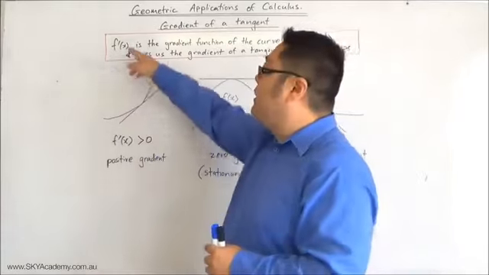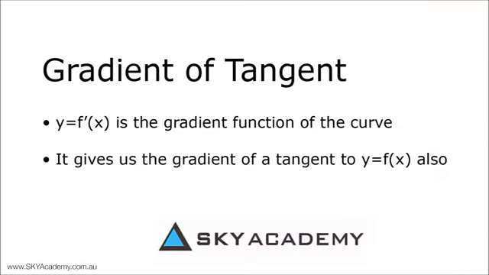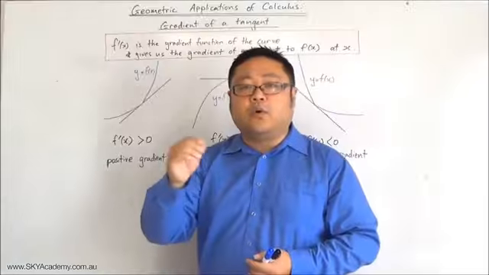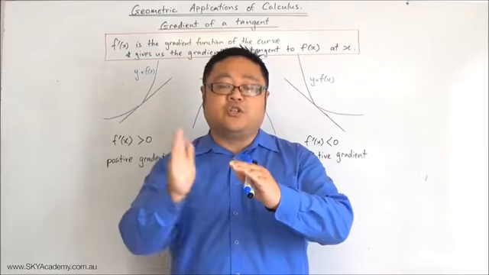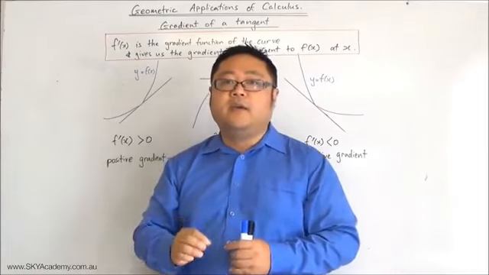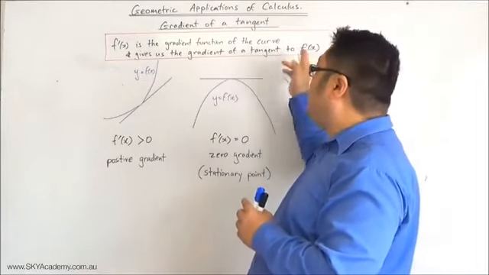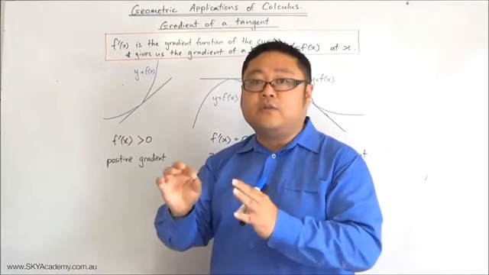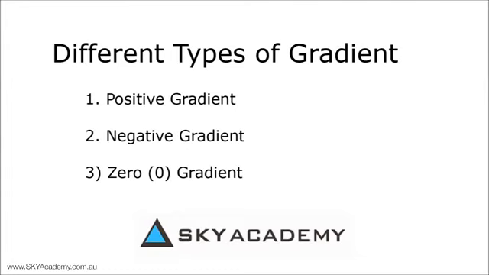The first derivative, or f dash of x, of a function y equals f of x, is basically the gradient function of the curve. By differentiating the function, it gives us another function from which we can work out the gradient of a curve. And when I talk about the gradient of a curve, what we're actually talking about is the gradient of a tangent on that curve. Okay, so f dash of x is the gradient function of the curve, and it gives us the gradient of the tangent to f of x, to the original function, at the point x.